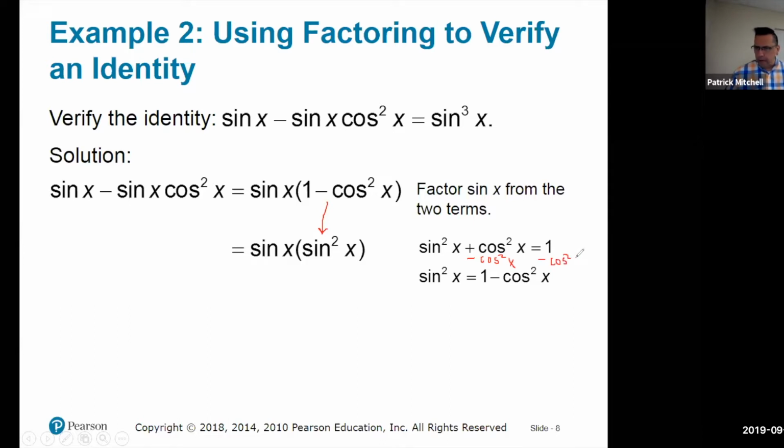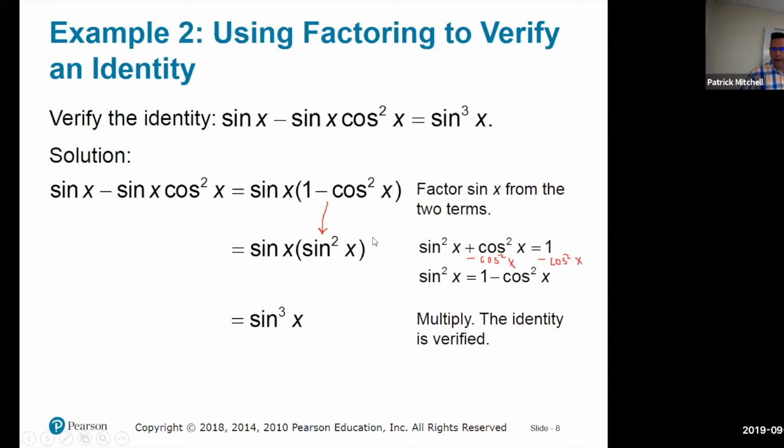We have sine x times sine squared x. So I'm going to multiply those together, and it's technically using the product rule for exponents. 1 copy of sine x times 2 copies of sine x gives you 3 copies of sine x. So that's, again, just using the product rule for exponents. It's just like doing an x times an x squared. Gives you x cubed. All right, and that identity is verified.